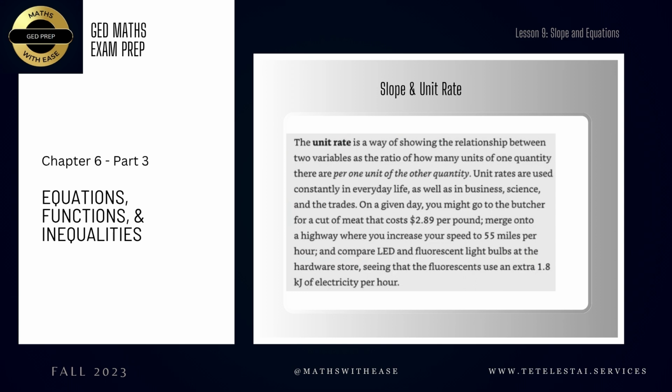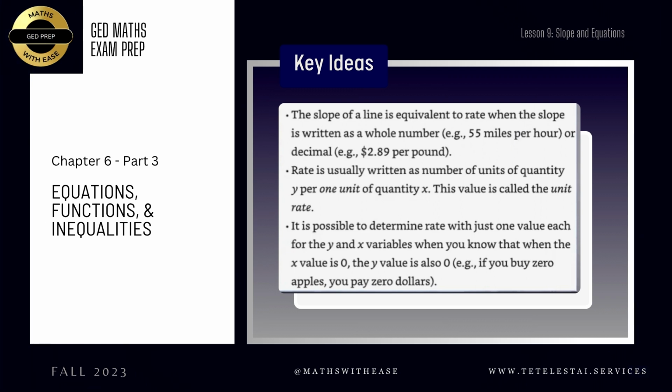If you were merging on a highway and let's say you're increasing your speed to 55 miles per hour, that would be an example of a unit rate. If you're comparing LED and fluorescent light bulbs at a hardware store, and you see that the fluorescents use an extra 1.8 kilojoules, so that's what this kJ represents, kilojoules of electricity per hour, that would be another example of a unit rate.